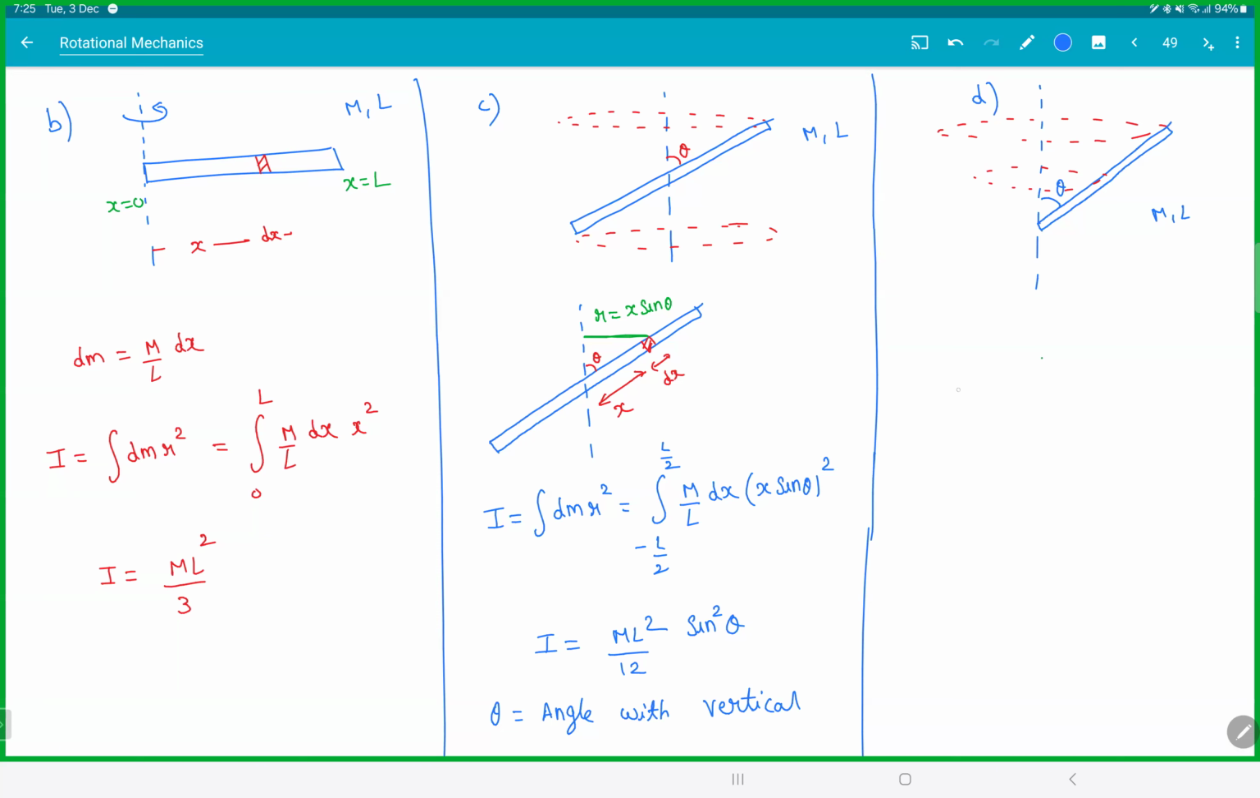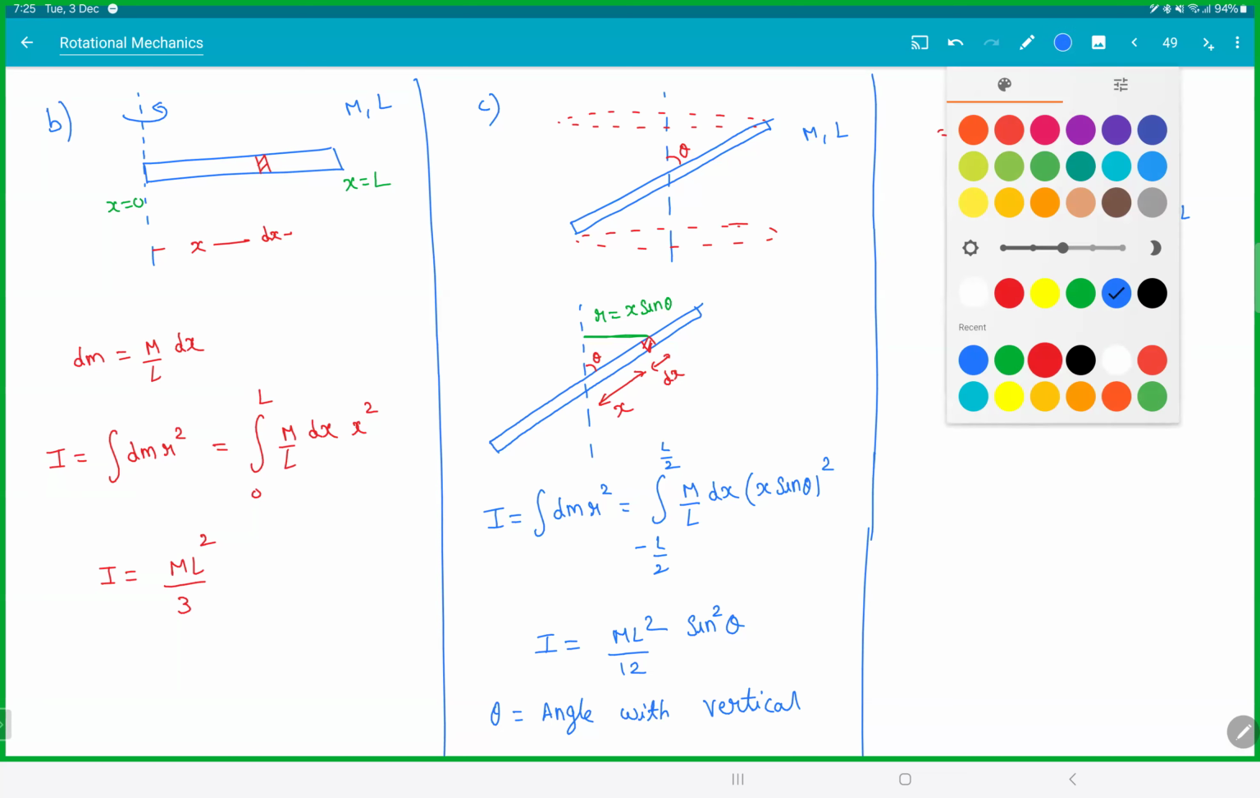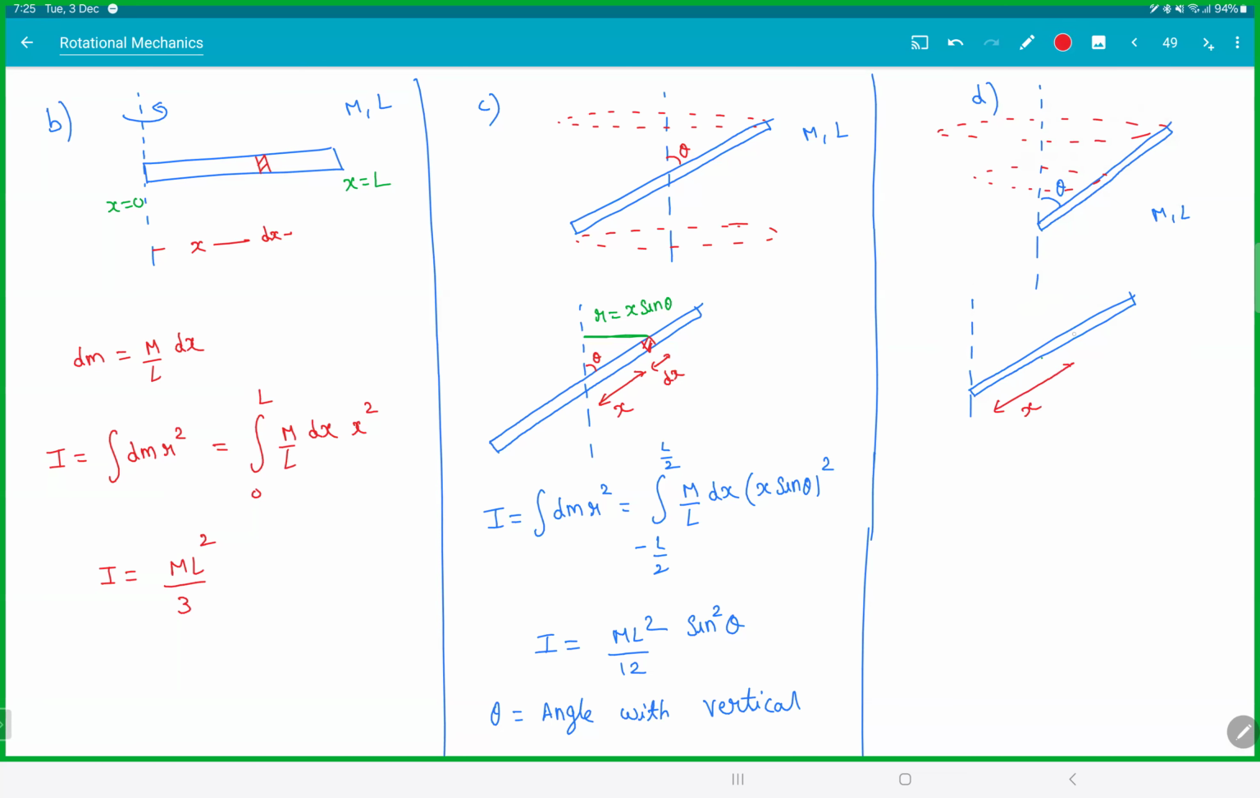If I use the same logic here, you will get the same thing. This is the axis. Same story. This is dx. This distance is x sine theta. The only difference is the limits will be 0 to L. So ml square by 3 sine square theta. Check. So C and D kind of look like A and B. Only difference is the extra sine square theta.